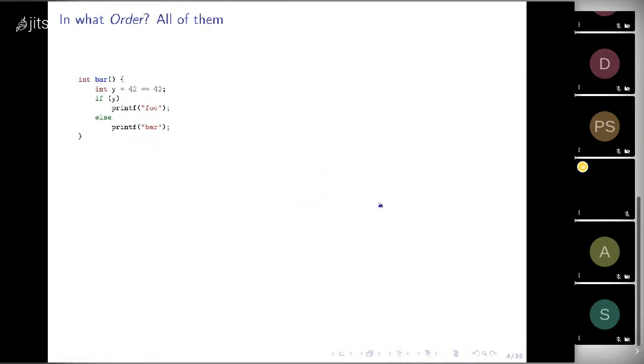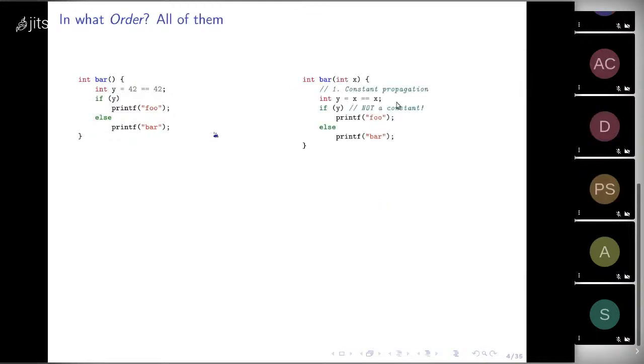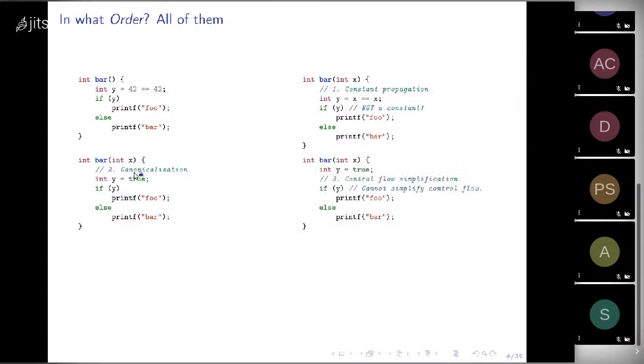So in this case, let's focus on bar. We started with bar. We first run constant propagation, which is useless, nothing actually gets simplified. And then we run canonicalization, which manages to simplify this. And then we run control flow simplification, where again nothing happens. But now what we can do is to simply rerun the same passes again.